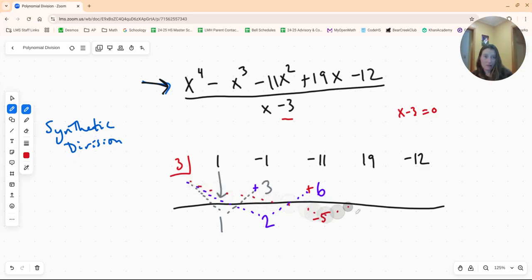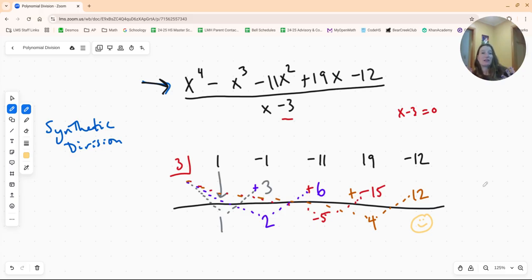And I do it again. 3 times -5 is -15. Just adding straight down, 19 plus -15 is 4. 3 times 4 is 12. And when I add those, I get 0. If we get 0 here at the end, that's a very good thing. I'm going to put that 0 in yellow, because I'm going to make it a smiley face. Yay! If we end with 0, then these polynomials divided without any kind of remainder.